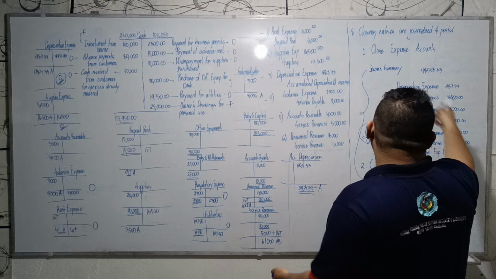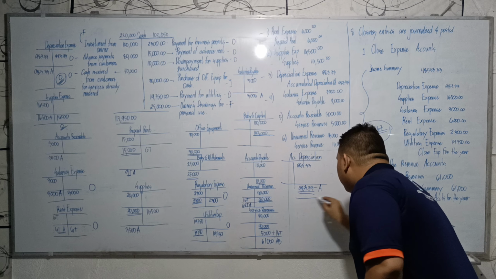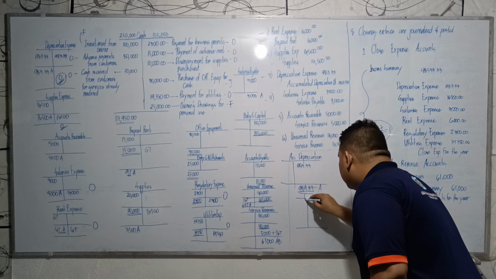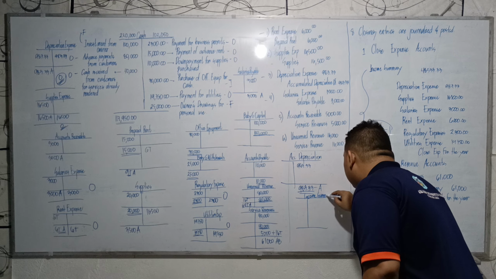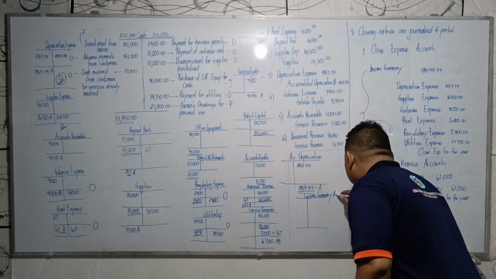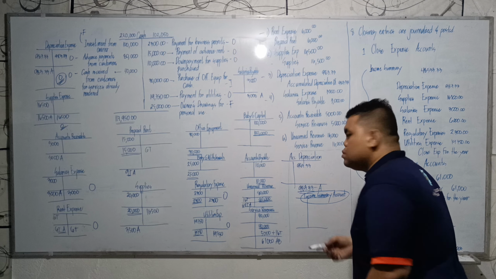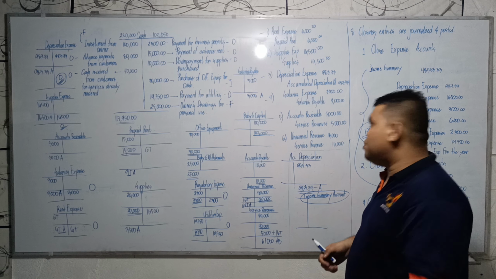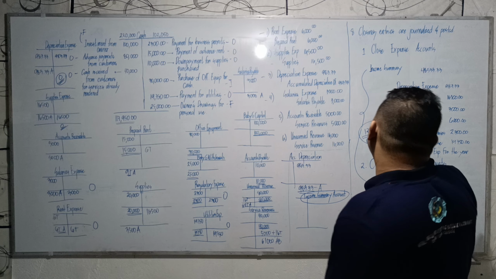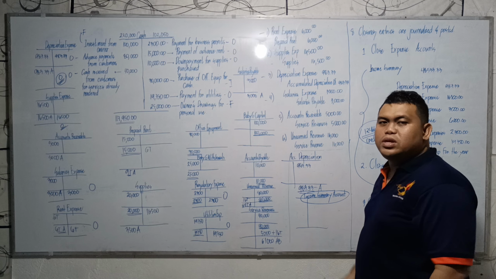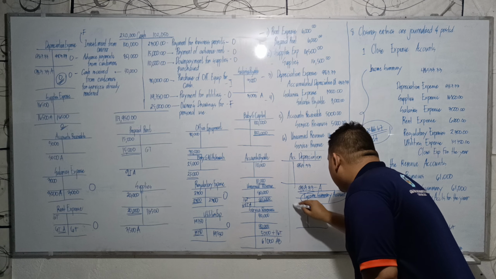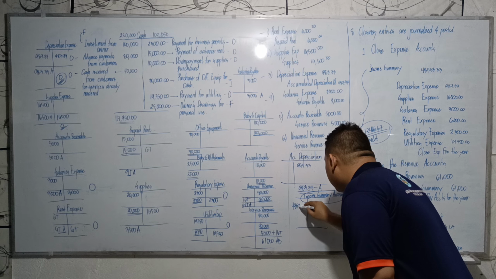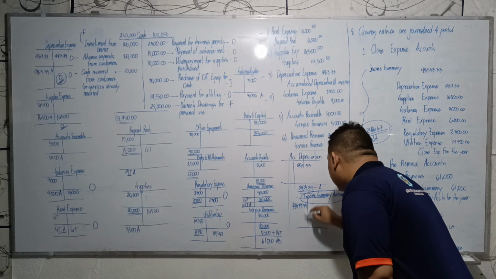And of course, since there is a new account, you also have to make an income summary account. However, such income summary account is just temporary because again in step 3 it is closed. But still you have to make a ledger for income summary. Okay? So we have 48,533.33.